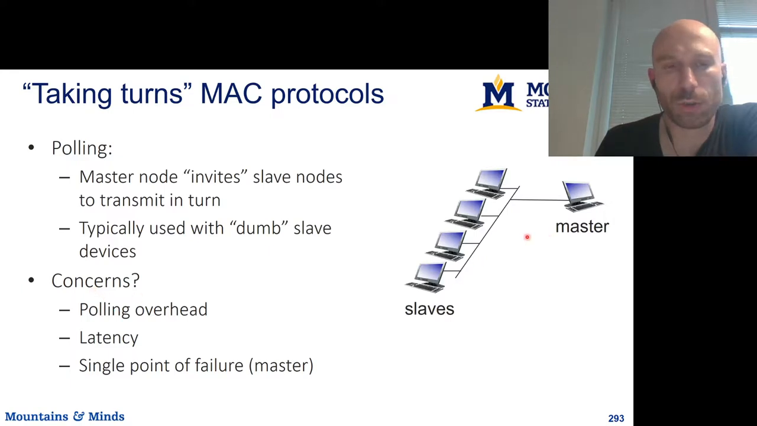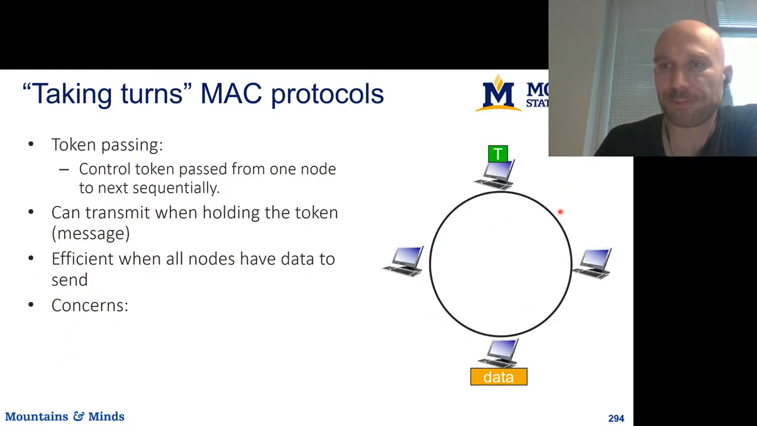So the problems here with this protocol are pulling overhead, meaning that there's some delay in sending this pull request to these nodes from the coordinator, and there's latency in waiting for the pull request to be able to transmit something, and there is a possibility of a single point of failure if this master or this coordinator fails.